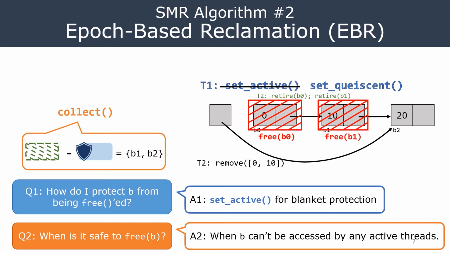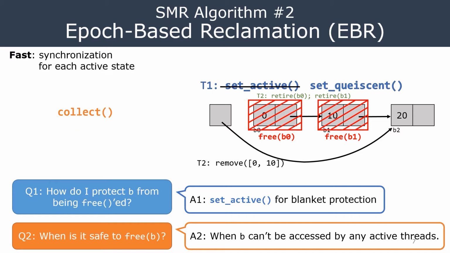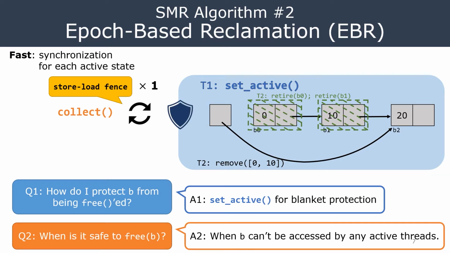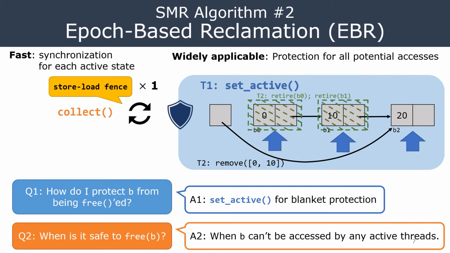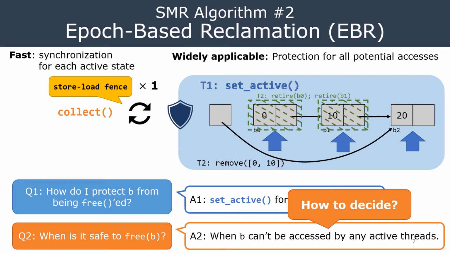EBR has two advantages over HP. First, it is faster because the store load fence is needed only once for each setActive function. Second, EBR is more widely applicable than HP. For example, it can be applied to the chain retirement example we saw a while ago. This is because EBR provides a protection for all potential accesses too. But how does EBR know whether a block can be used by an active thread?